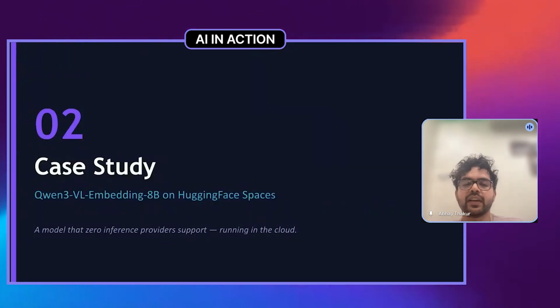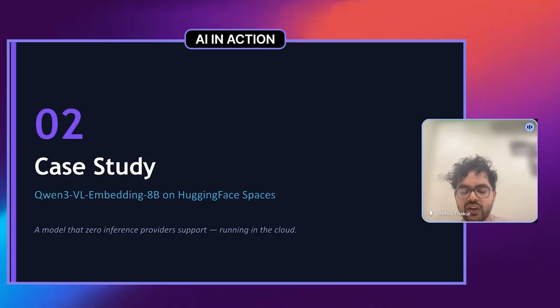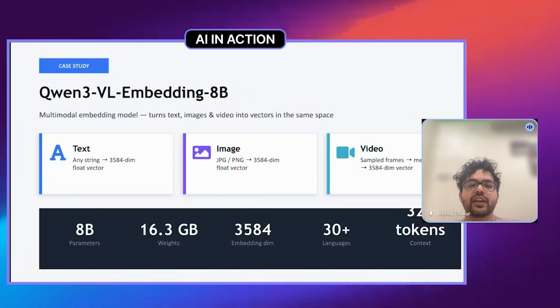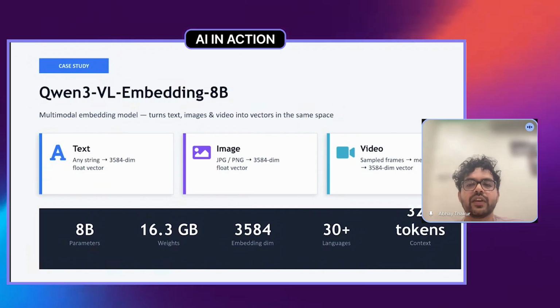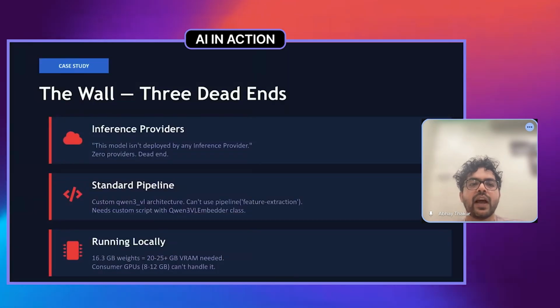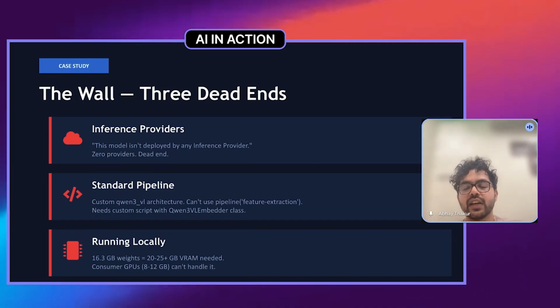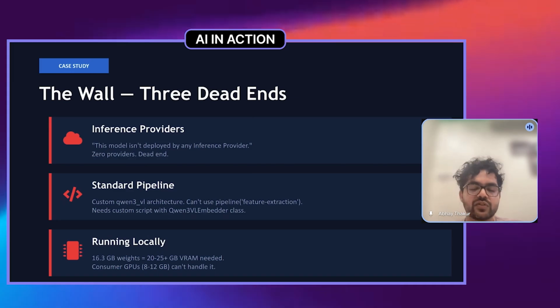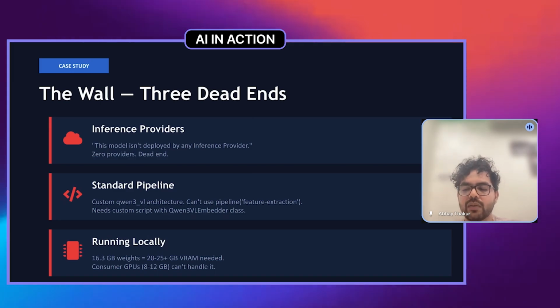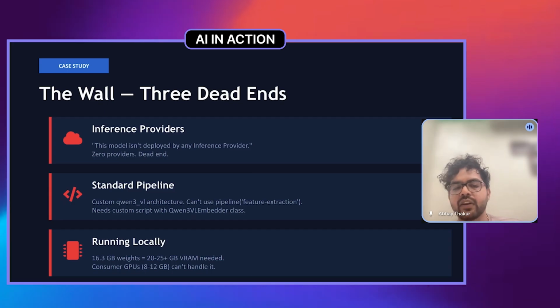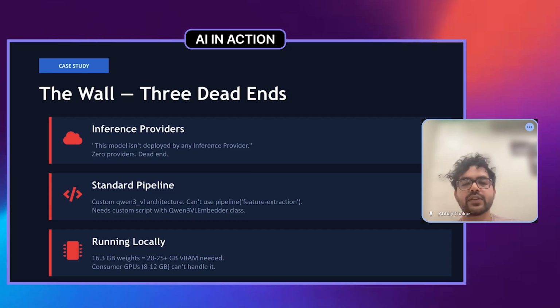So Qwen 3 VL Embedding 8B on Hugging Face Spaces, we saw there were a lot fewer things going on. What we needed again was text and images, and to create embeddings out of them. We needed even video sampling from there. And the wall was again, there was no inference provider. There was no standard pipeline, because this was not a tokenizer issue and not a text-to-text model. It was a model taking images and text to a vector, because we were creating embeddings out of it, and running locally was not an option for me.